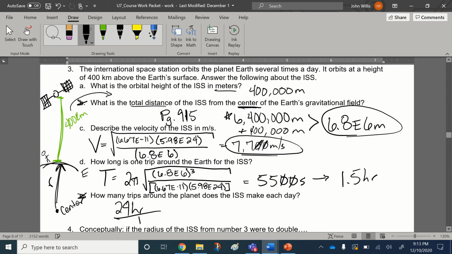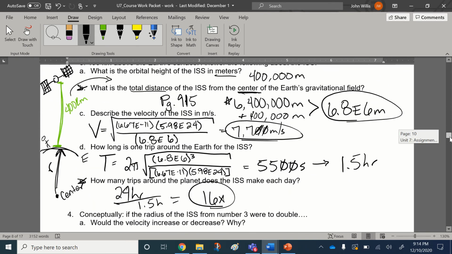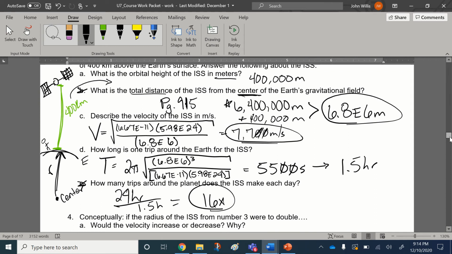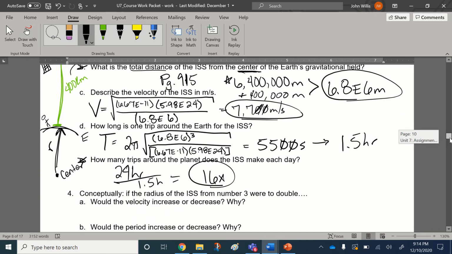And so if you've got a 24-hour period and it makes this trip 1.5 hours per trip, then you're going to wind up with just about 16 times that this International Space Station is going to orbit around the planet Earth, and that's quite a few times in one day. This sucker's moving really fast. 7,000 meters per second is tens of thousands of miles an hour. It's incredibly fast.